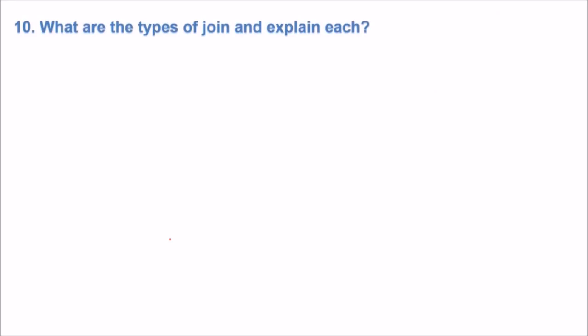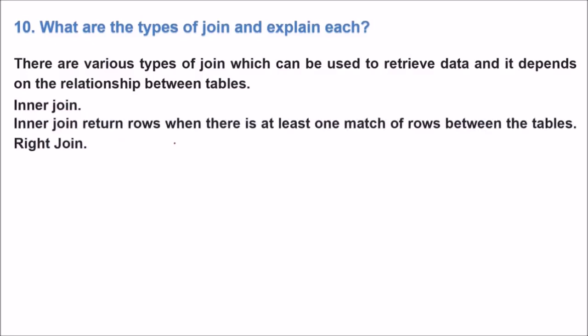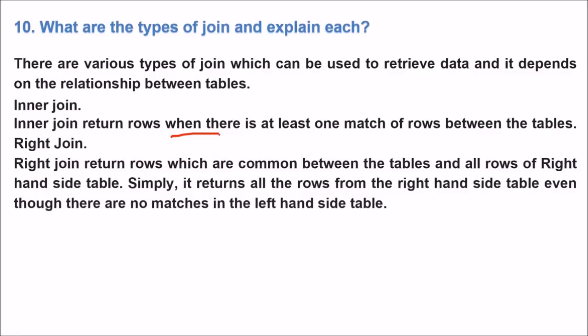What are the types of join, and explain them? You have various joins: outer join, inner join, and we'll see the others. There are various types of join which can be used to retrieve data, and it depends on the relationship between the tables. First you have inner join. Inner join returns rows where there is at least one match of rows between the tables. Right join returns rows which are common between the tables and all rows of the right hand side table. This is the right join.